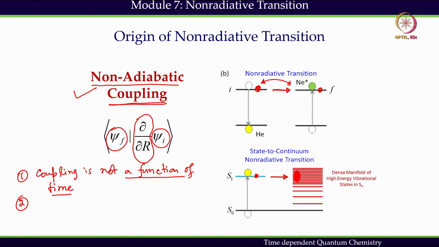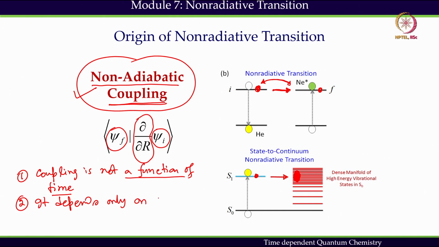So, the question is this coupling which will now lead to this non-radiative transition. So the point is that when a system is undergoing non-radiative transition, they are getting coupled through this non-adiabatic coupling, which is not a function of time, and it depends only on the nuclear coordinate.